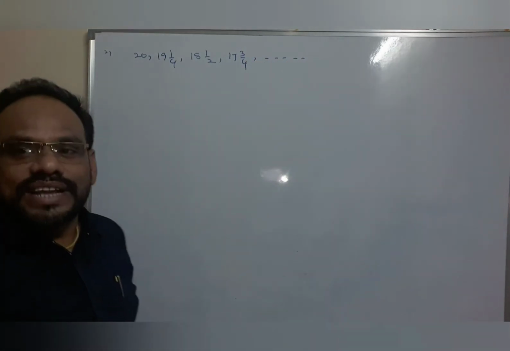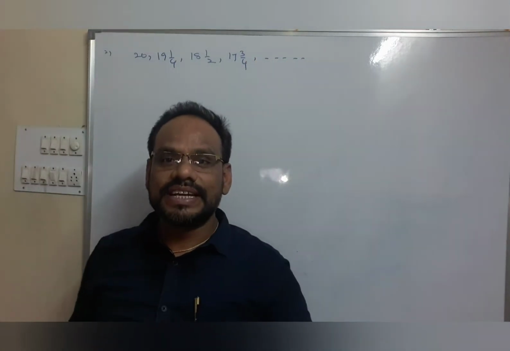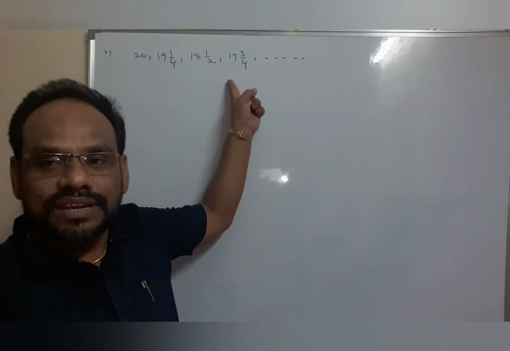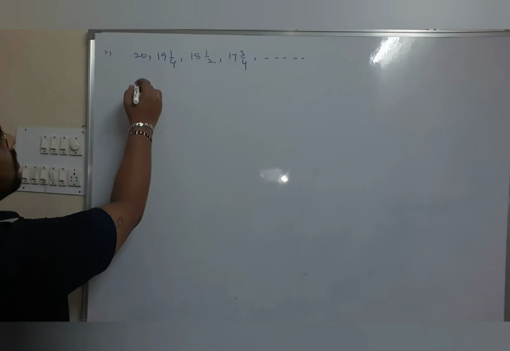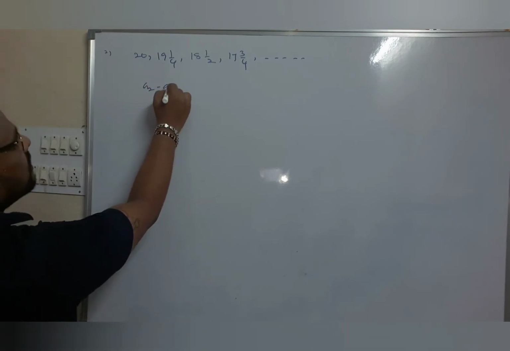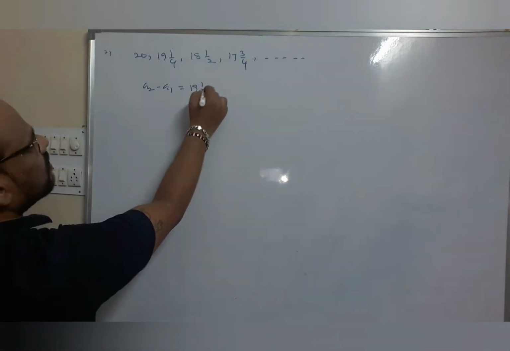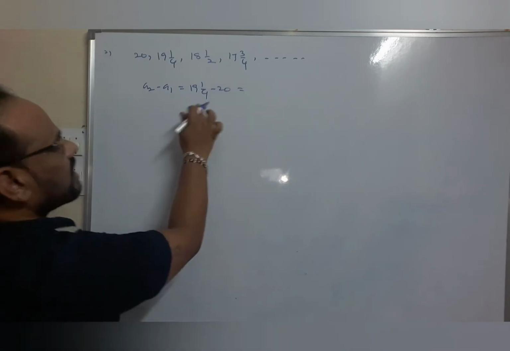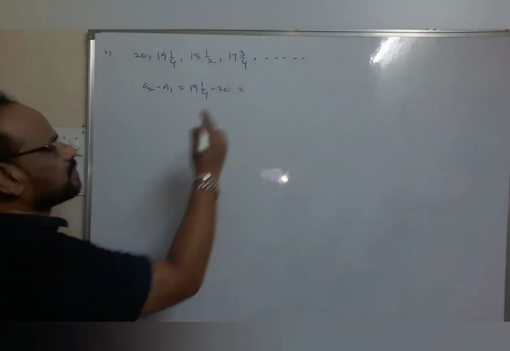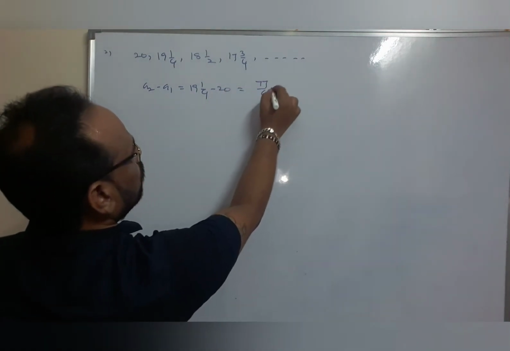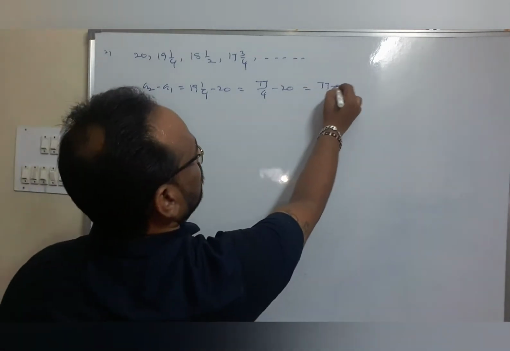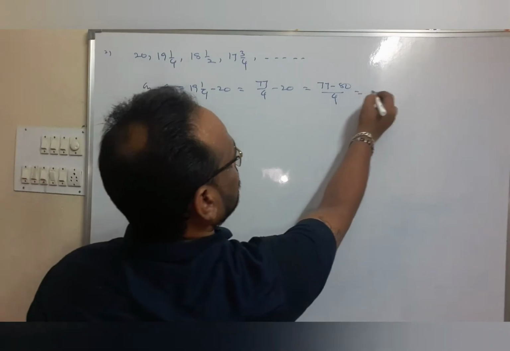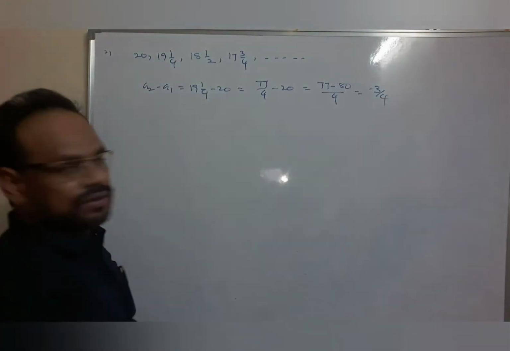What is the first negative term of the sequence? Clearly it is in AP. Observe here, A2 minus A1 is equal to 19 and 1/4 minus 20. 19 fours are 76, 76 plus 1 is 77, so 77/4 minus 20. If you do LCM, (77 minus 80)/4, that is equal to minus 3/4.